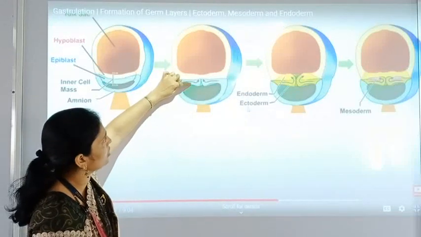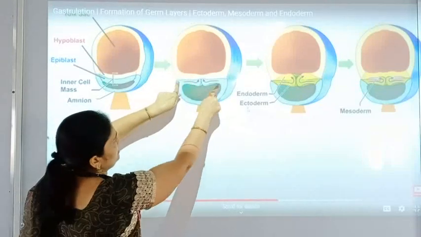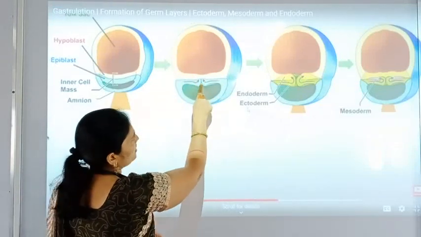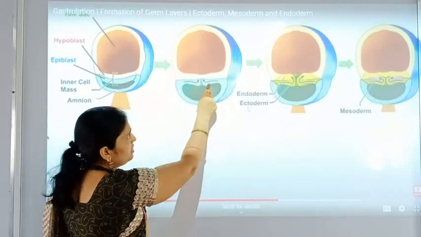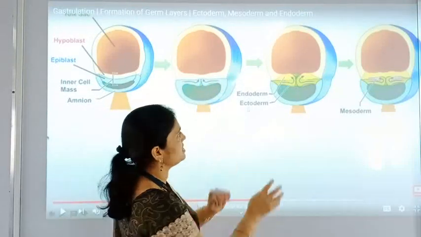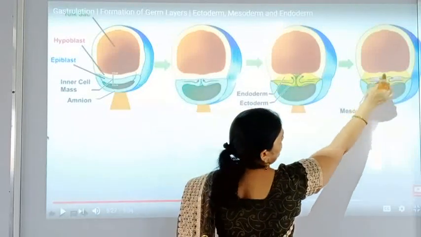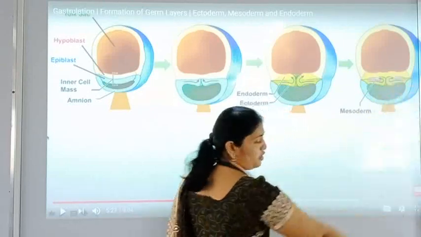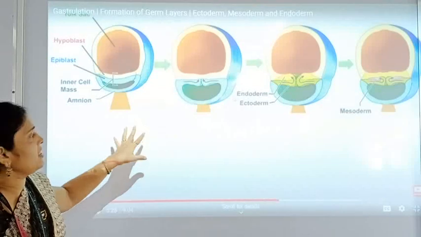During this development, two layers are formed here, the ectoderm and the endoderm. Again these two layers show a primitive streak-like structure, and due to this primitive streak another layer is formed. You can see the ectoderm and the endoderm, and in between, this pink colored structure, the mesoderm, is formed. How it is formed, you have to see in this diagram.